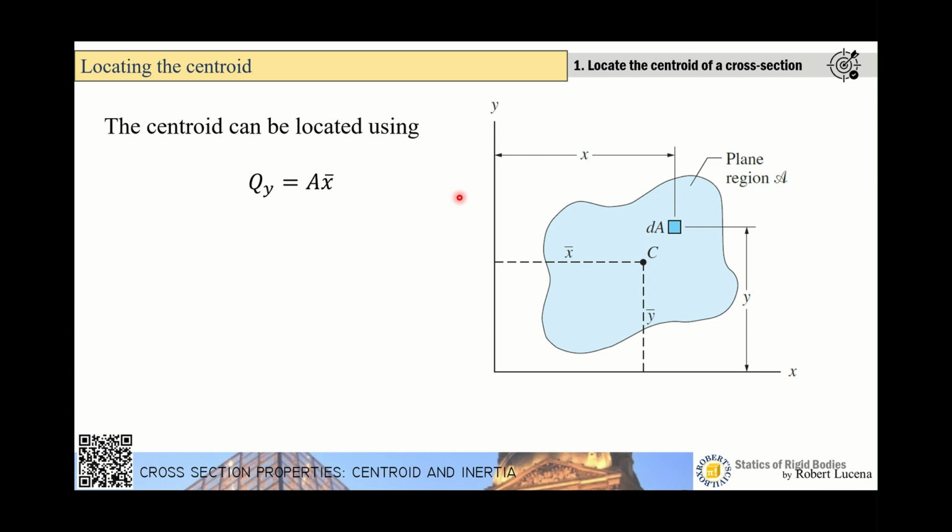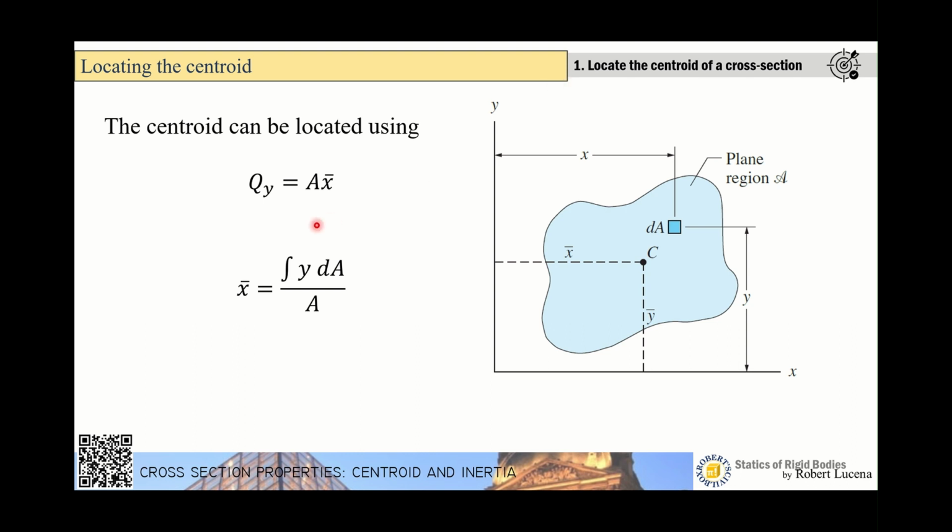It's the same principle as Varignon's theorem on the resultant for a coplanar force system. The resultant of the moment area of this differential area, or the sum of all the moments of this dA about the y-axis, is equal to the area times x bar, or the moment of the area. Now this expression will allow you to solve for the value of x bar, which is the centroid of the cross section measured from the y-axis.